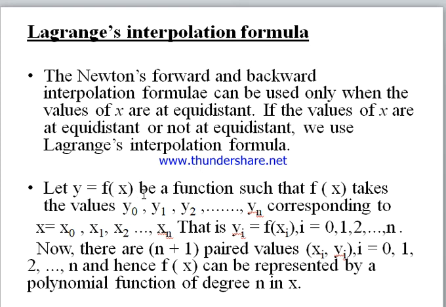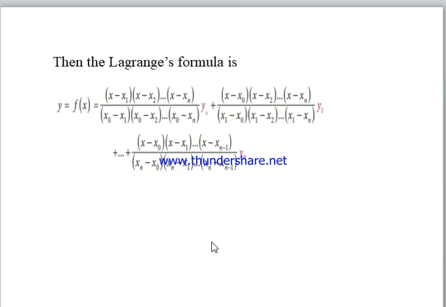So let y is equal to f of x be a function such that f of x takes the values y0, y1, y2, and so on up to yn, corresponding to x is equal to x0, x1, x2, and so on up to xn. That is, yi is equal to f of xi, where i is equal to 0, 1, 2, and so on. Now there are n plus 1 paired values xi comma yi, and hence f of x can be represented by a polynomial function of degree n in x. So this is the introduction to Lagrange's interpolation.